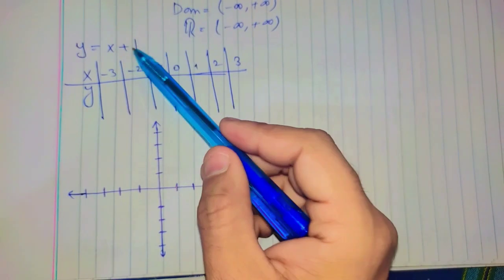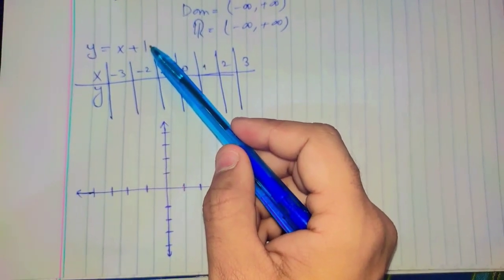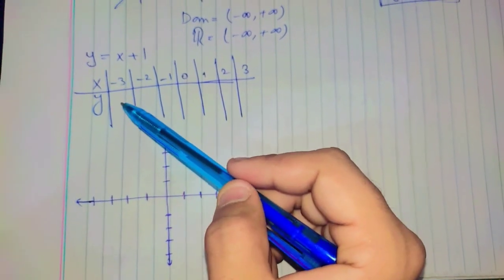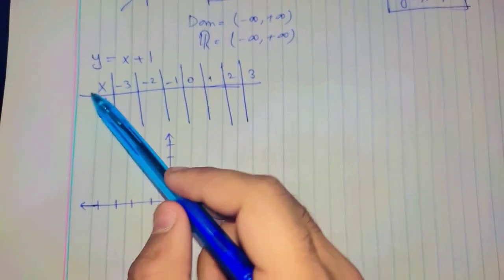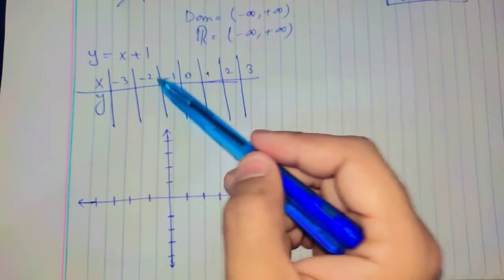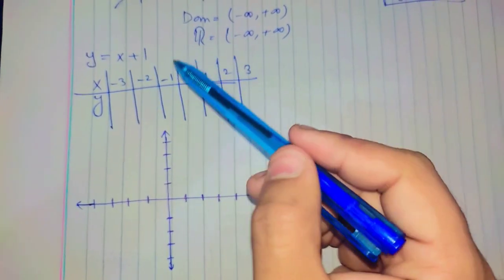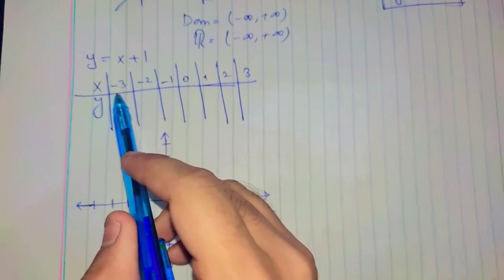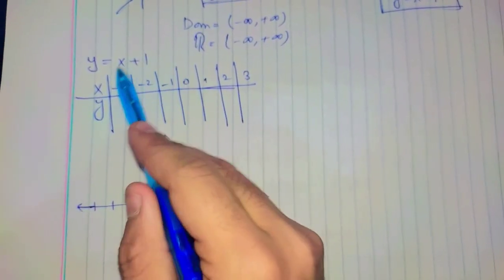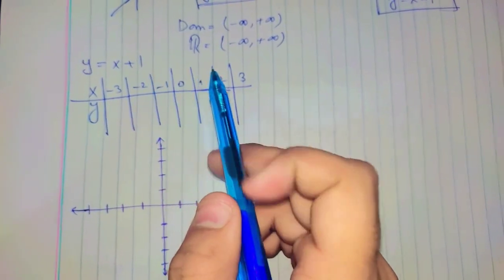Okay, let's sketch the graph for the first equation, y equals x plus 1. When you are going to sketch the graph for that equation, you have to construct the table first, in which you assume the values for x and then put these values one by one in the equation to get the values of y. So I am taking values from -3 to +3, and one by one I am going to put these values in that equation to get the values of y for sketching my graph.